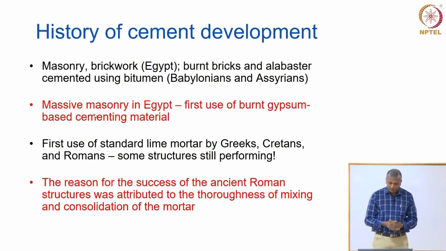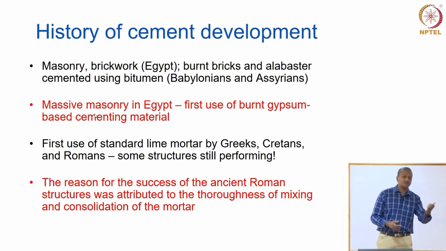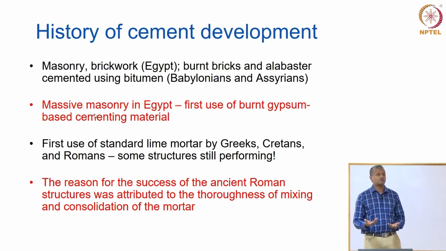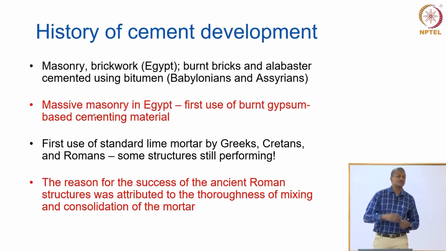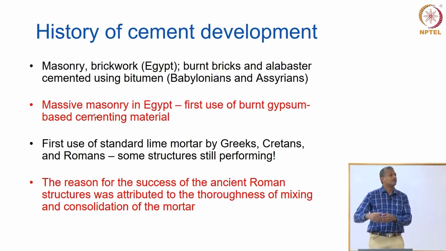But later in Egypt, people started using burnt gypsum based cementing material. Something that you would have done in school is to use plaster of Paris as a molding material, right? When you mix plaster of Paris with water, what happens? It hardens because it converts to gypsum, right? Plaster of Paris is calcium sulfate half H2O. When you add water to it, it becomes calcium sulfate 2H2O. So, it causes hardening of this material, and that again was a very popular binding material used in the past.